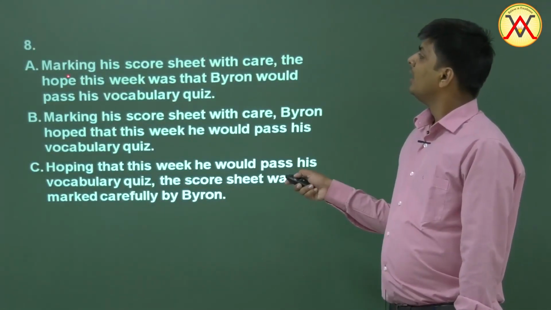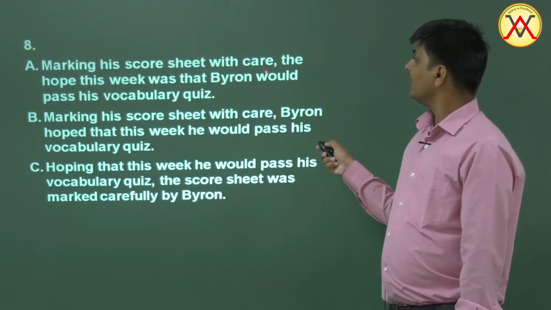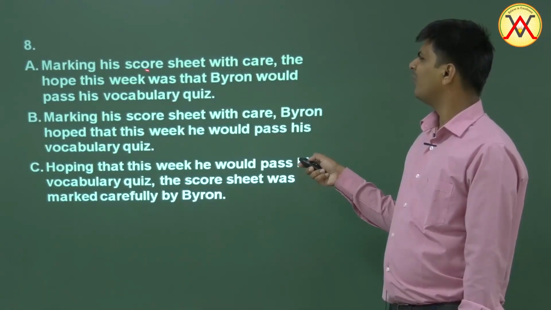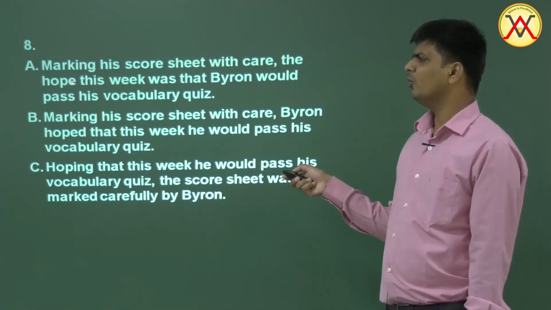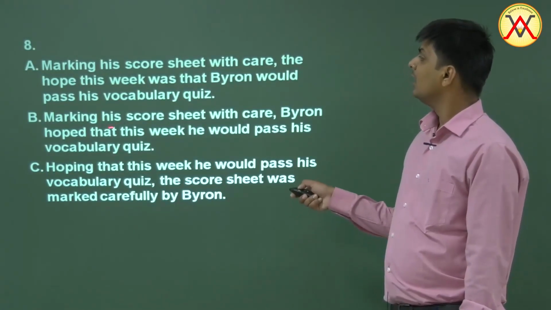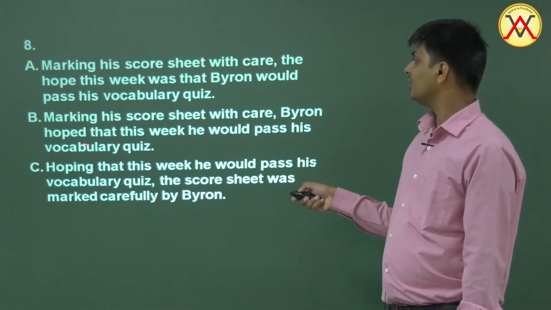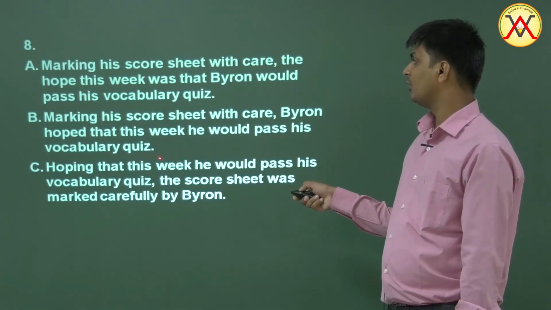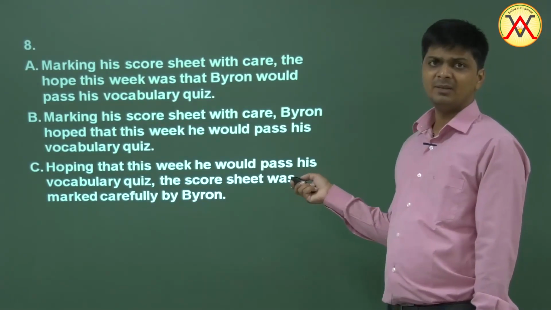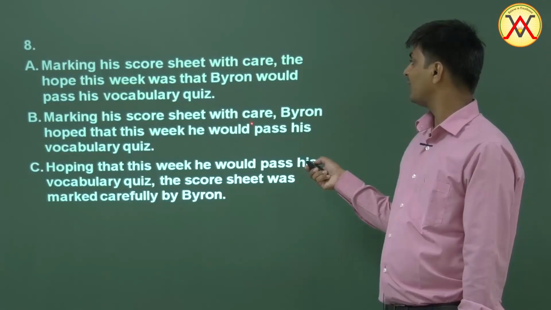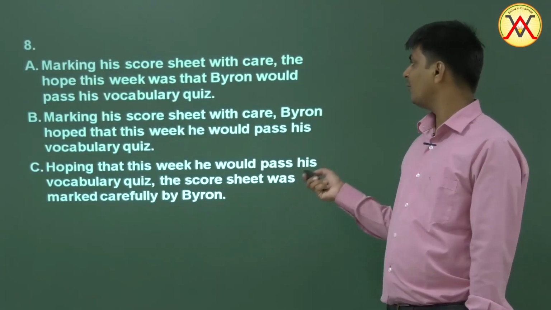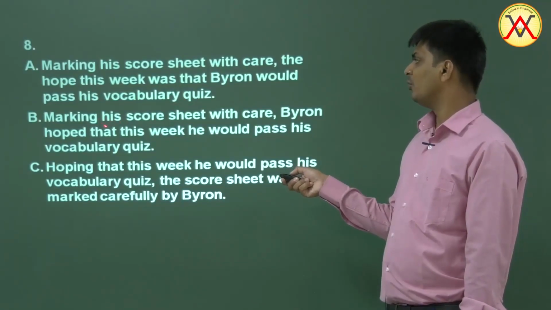8. "Marking his score sheet with care, the hope this week was that Byron would pass his vocabulary quiz." Well, who is marking his score sheet with care? Is it Hope? No. Then it should not be put close to Hope. In the second one, "Marking his score sheet with care, Byron hoped that this week he would pass his vocabulary quiz." Well, who's marking the score sheet? It's Byron. It seems to be right. Why? Because Byron is close to the modifier.